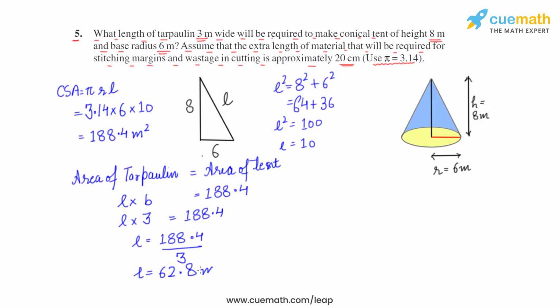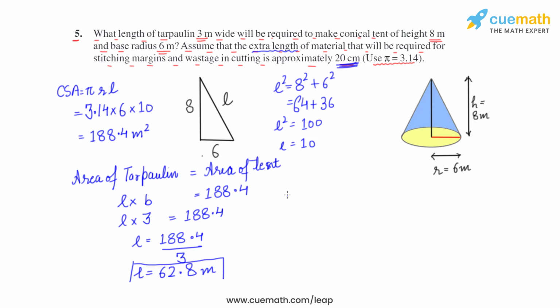So L comes out to be 62.8 meters. So this is the length of the tarpaulin material required for the tent, but they have said that 20 centimeters extra is needed for stitching margins and wastage. They have said that extra length is required. It means this 20 centimeters we have to add to the length.